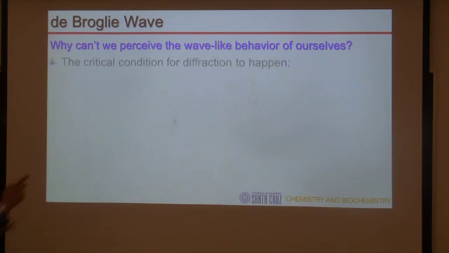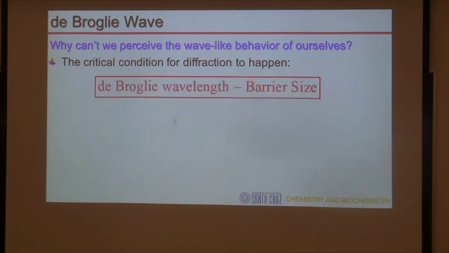So this is close to the critical condition for diffraction to be observed. The critical condition is that your de Broglie wavelength should be comparable to the barrier size. They say the wall is about this long, so in order to diffract through the wall, your de Broglie wavelength should also be comparable to this length.